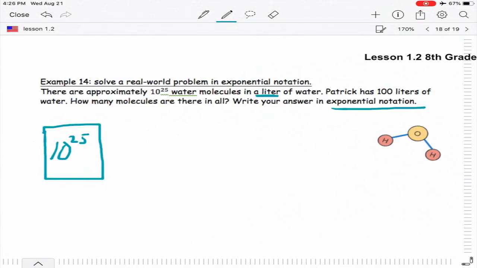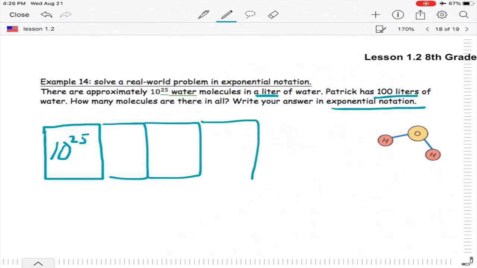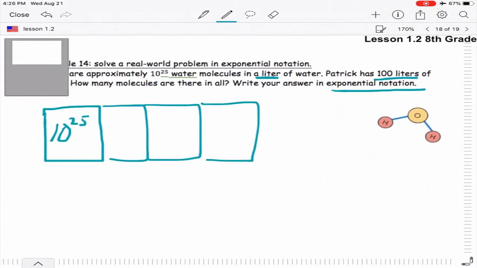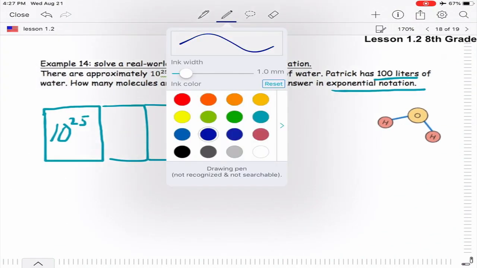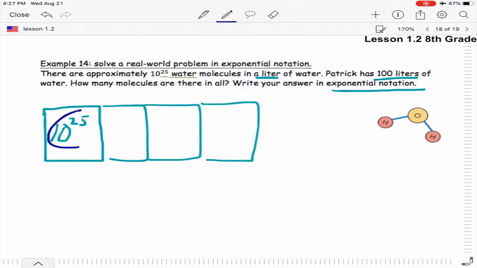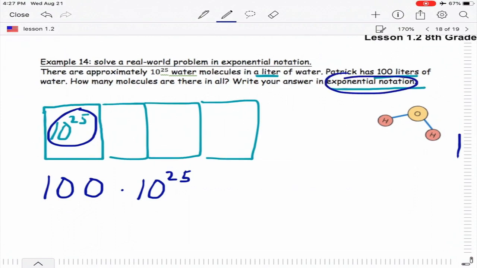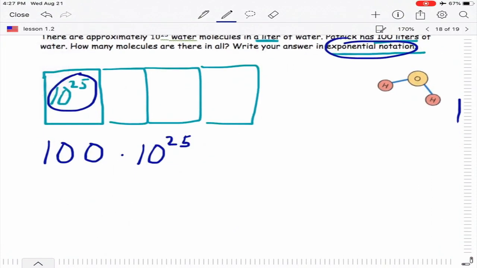However, Patrick doesn't have a liter. He has 100 liters. So literally there's 100 of these. I'm not going to write out 100, but I think you guys understand what operation you have to do. Because there's 100 of these guys right here, we have to multiply. We got to multiply 100 by 10 to the 25th power. So once again, they want our answer in exponential notation. I mean, technically, you could just put this in your calculator and you're done. 100 times 10 to the 25th power, call it a day.